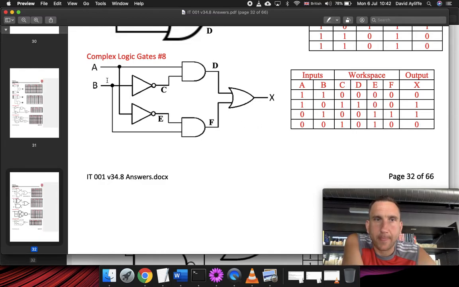D is A and C. 1 and 0 becomes 0. 1 and 1 becomes 1. 0 and 0 becomes 0. 0 and 1 becomes 0.